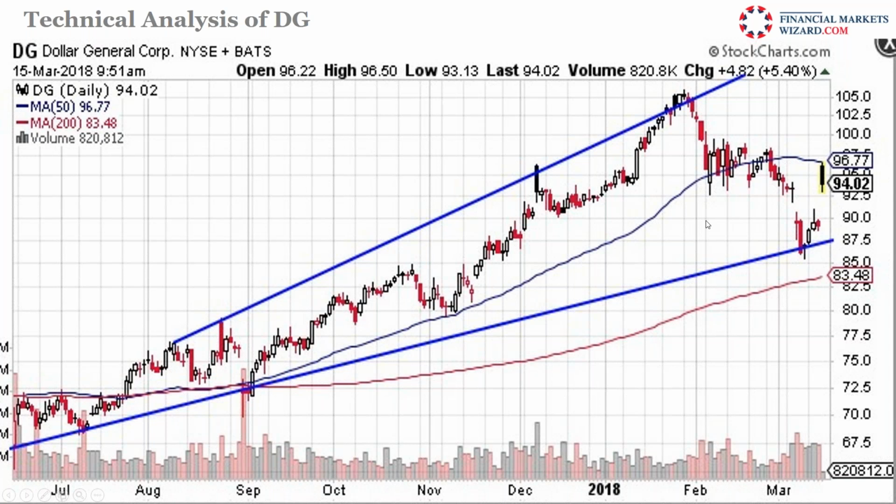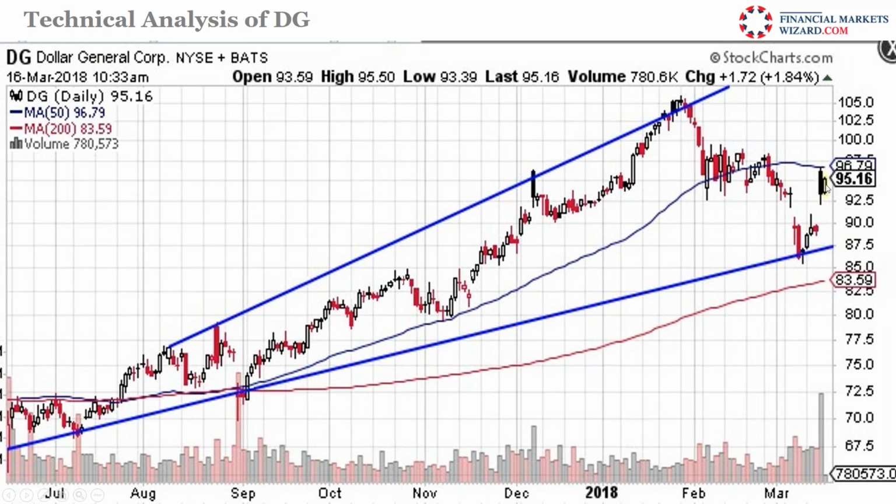So I send the strategy alert pre-market. These are the levels where you need to take profit. So we took great profit on Dollar General. Now it gapped down. I mean, now it pulled back, right? So you need to keep watching and see what it will do next.